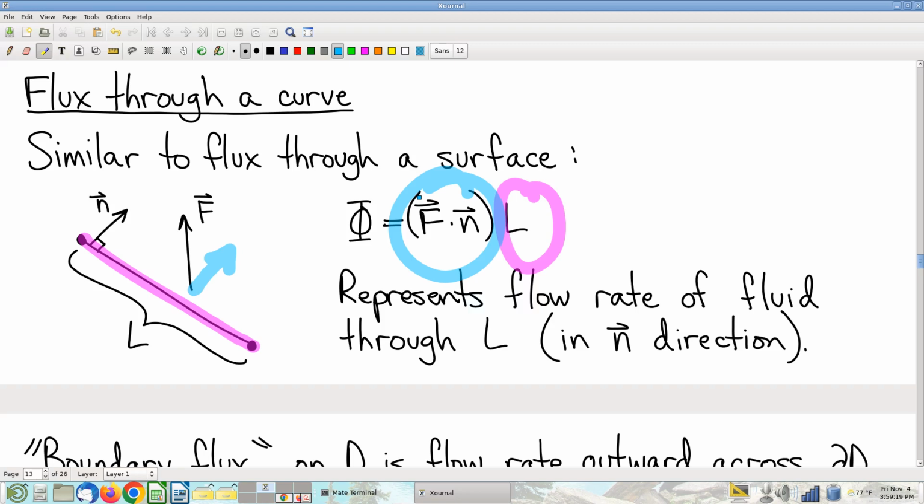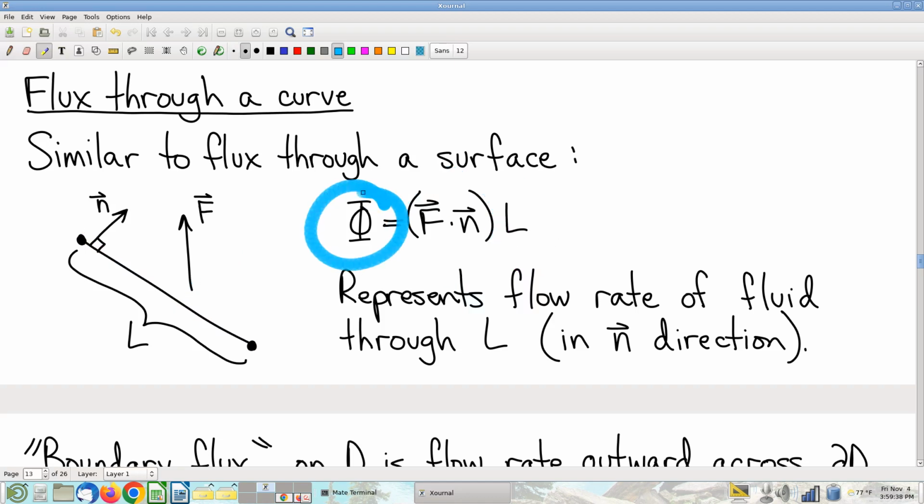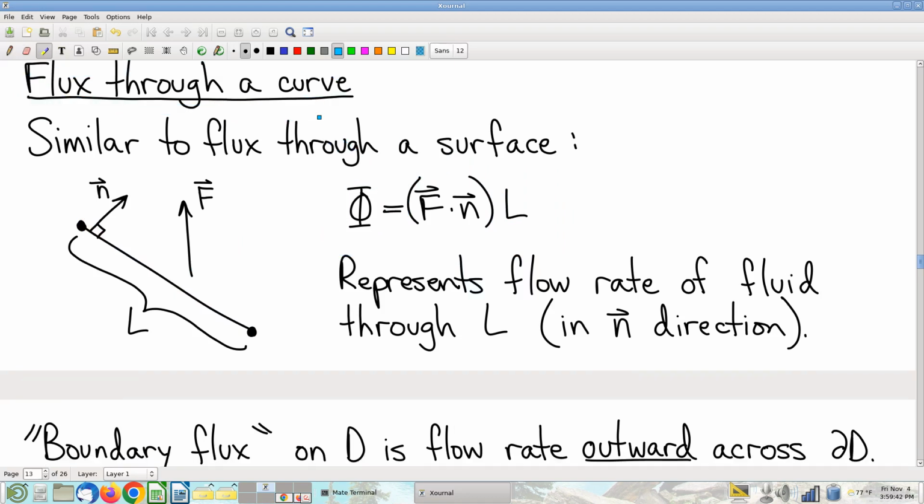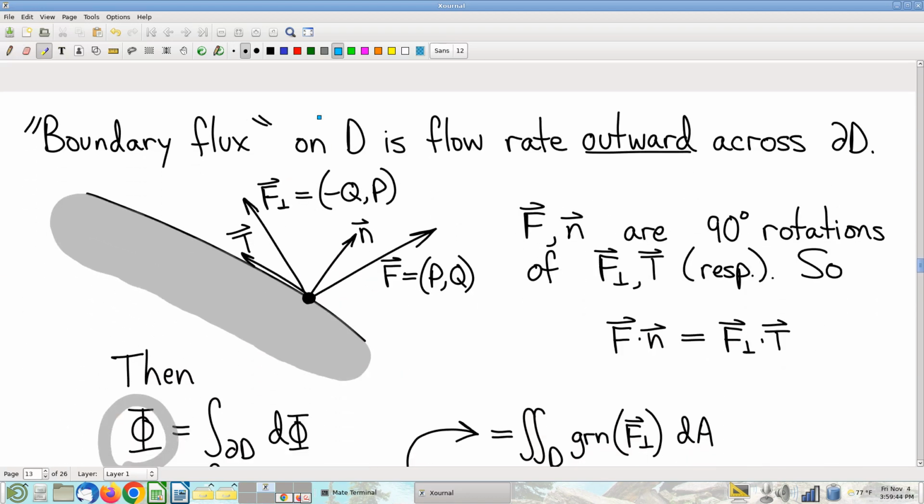If you want to see the fully detailed argument, you can just go back to chapter 3, see where that 3-dimensional argument is, and just copy that, reduce the dimension by 1, and everything would be analogous. Okay. All right. So that's the idea of this thing called flux through a curve. Okay, so we're going to now talk about a related thing, boundary flux. Boundary flux, it's just flux.